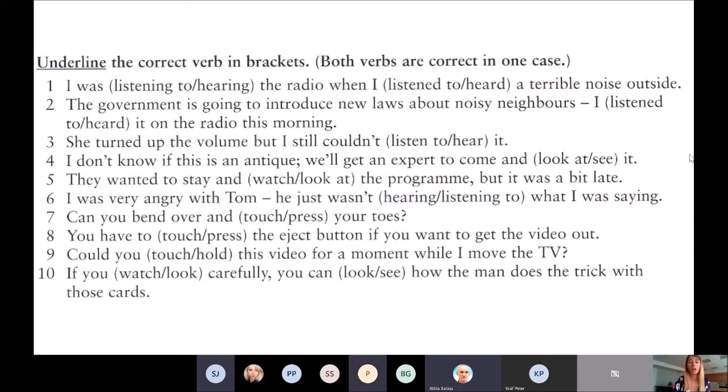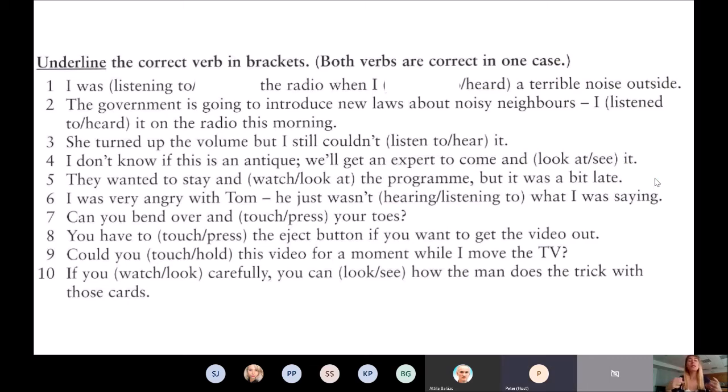I was listening to the radio when I heard a terrible noise. Yes. Very good. Let's look at the second sentence. The government is going to introduce new laws about noisy neighbors. I listened to or heard it on the radio this morning. Listen to, I think. Okay. In this sentence, you can use both.